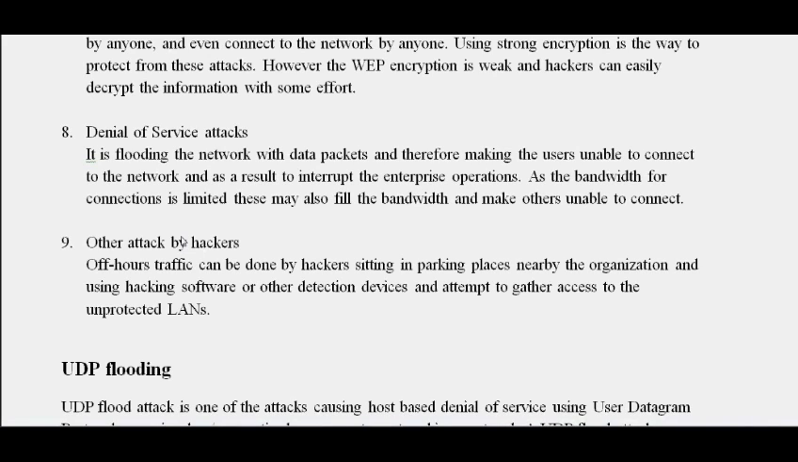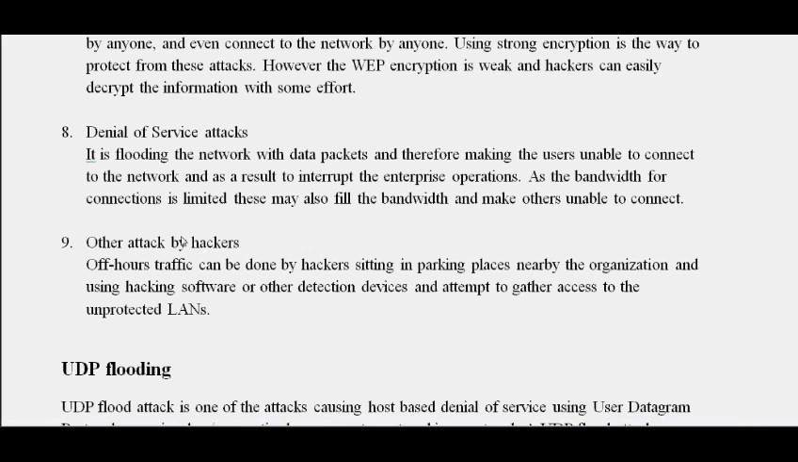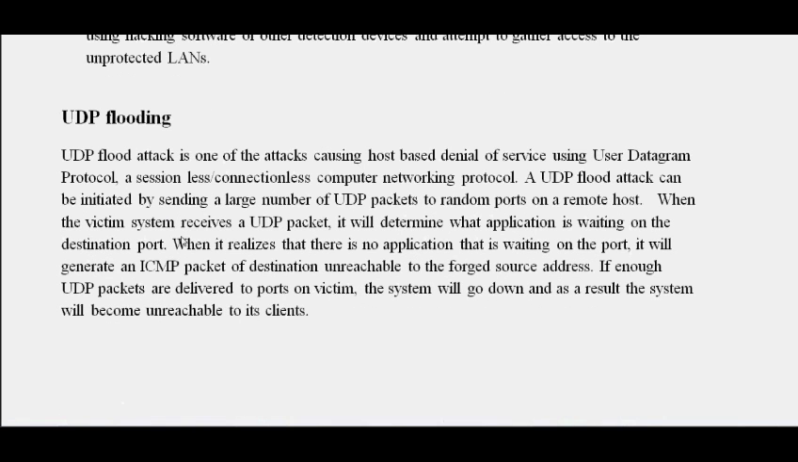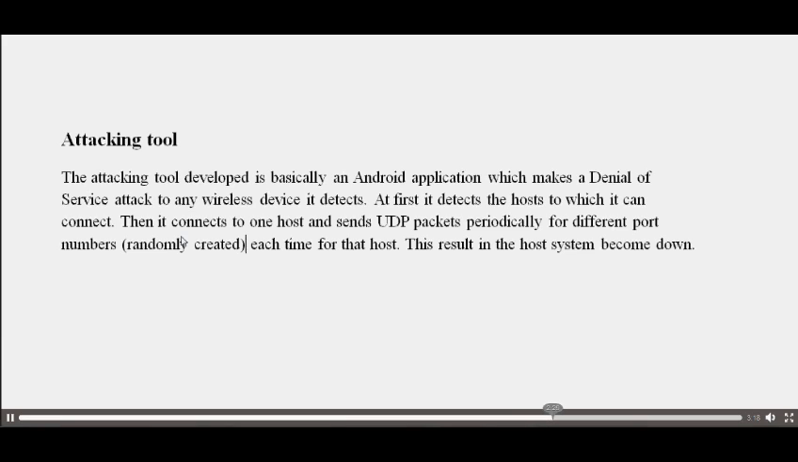The way that our tool is going to attack the identified Wi-Fi network or device is basically a denial of service attack. For that, we are using UDP flooding. Under the UDP flooding section, we are discussing what UDP flooding is and how we can use it to attack an identified Wi-Fi network. Then, finally, under the attacking tool section, we are briefly discussing our developed tool.